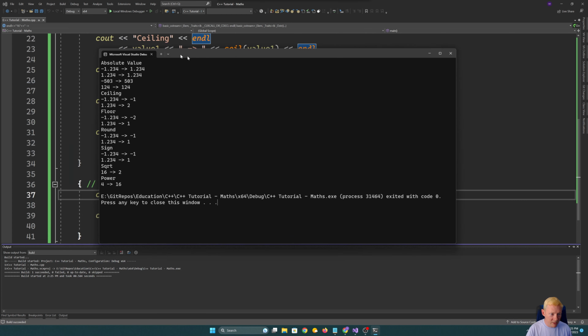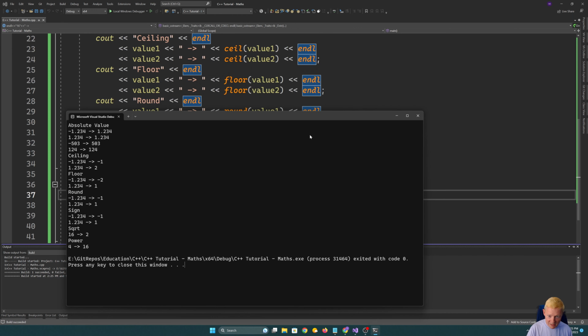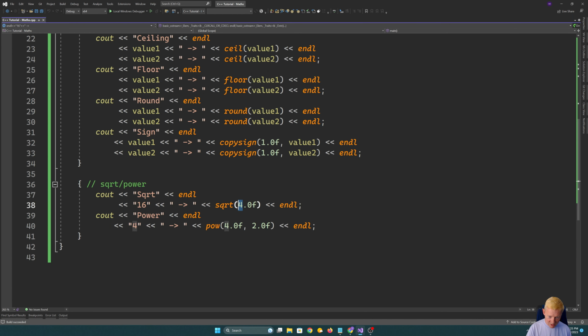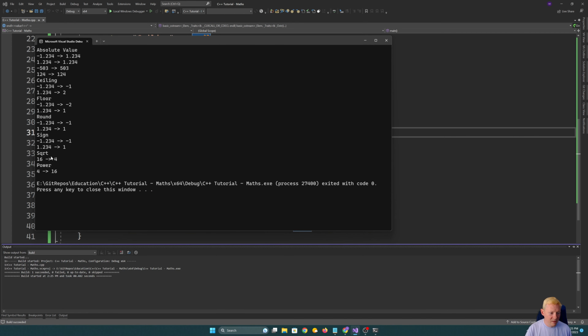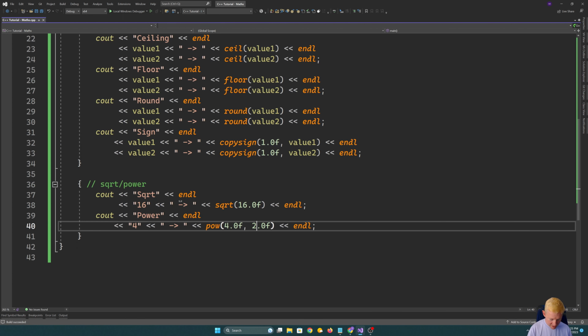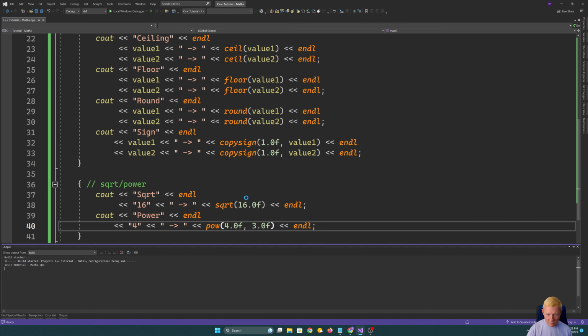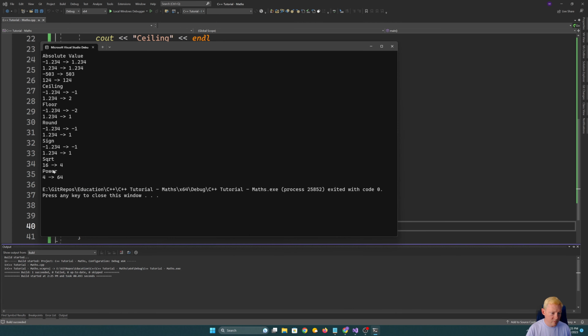So for the square root, we actually provided the wrong number there, so let's make sure we're providing the right one. So 16, square root of that ends up being 4. 4 squared ends up being 16. If we change that to be 4 cubed, we should get 64, which we can see we do.